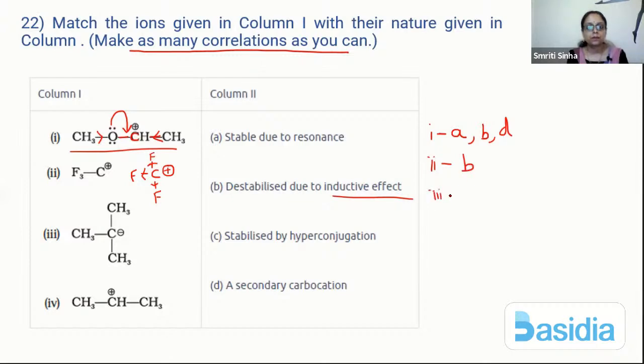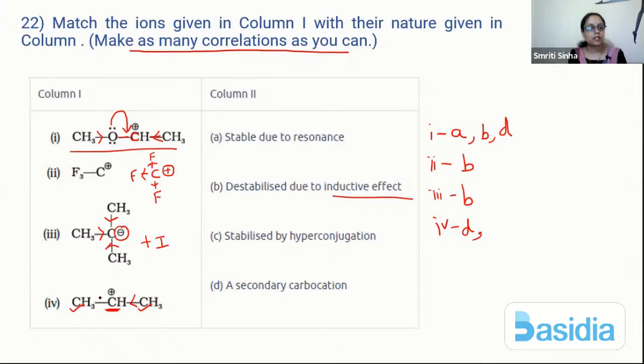For the third one, also if you see, this is a negative charge and 3 alkyl groups attached here. Now alkyl groups are going to donate electrons, that is by plus I effect, but now the minus charge is there on carbon, means carbon is already electron rich and alkyl groups are donating more electrons towards it, means they are making it more unstable, and therefore here destabilization is there again due to the inductive effect, that is B. For next, this is a carbocation which is attached to 2 more groups, so it is a secondary carbocation, so obviously D is correct.